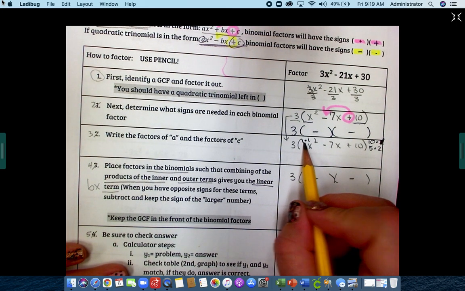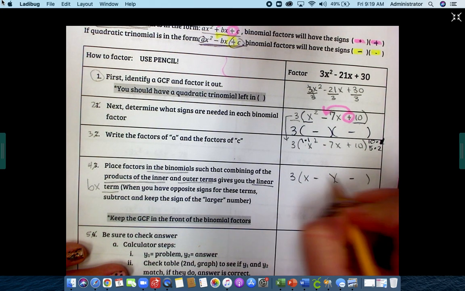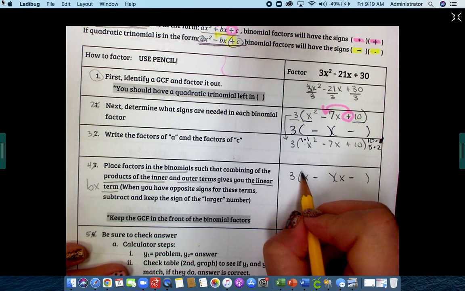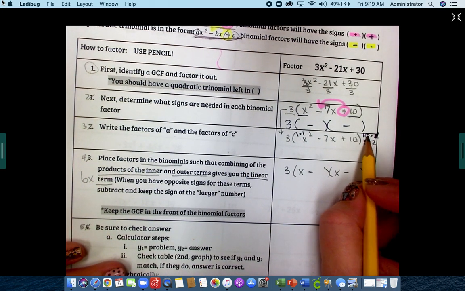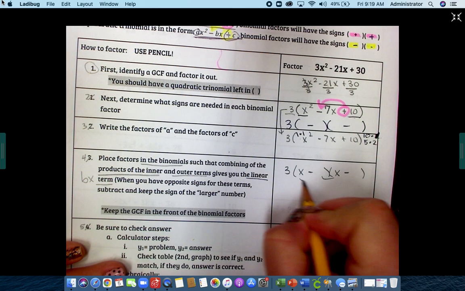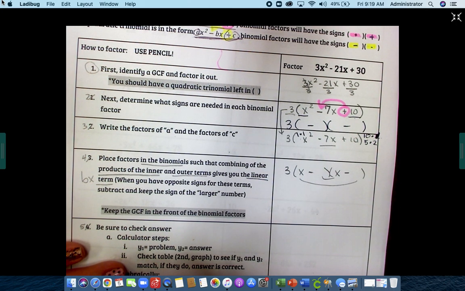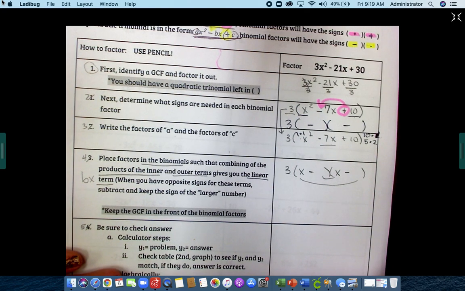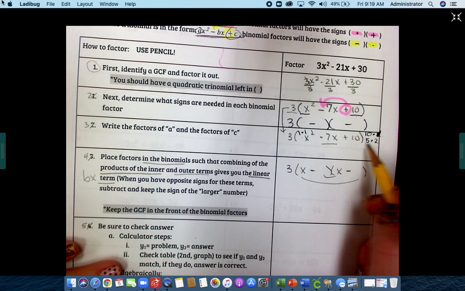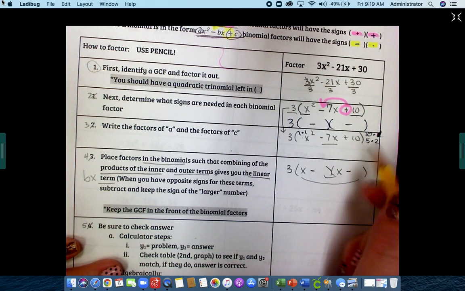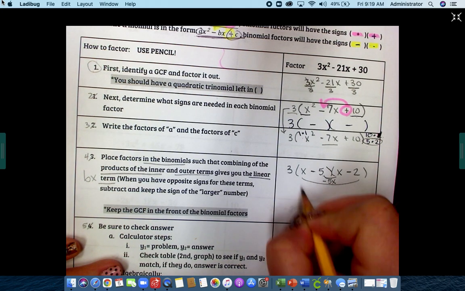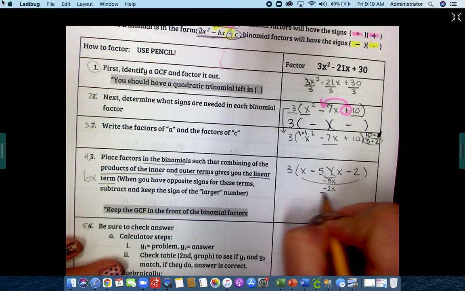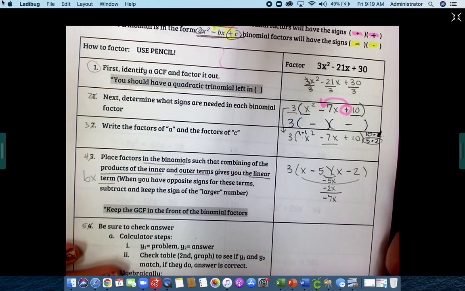Well, 1 and 1, there's no other option than 1x and 1x. Remember that there's understood ones. My job next is to decide, do I want to use 10 and 1 so that my inner and outer come out to give me negative 7x, or do I want to use 5 and 2? And I think it's pretty obvious because we do have to add two negatives. We need to use the 5 and 2. Why? Because this would give us as inner terms negative 5x and negative 2x, which combine to give us negative 7x.